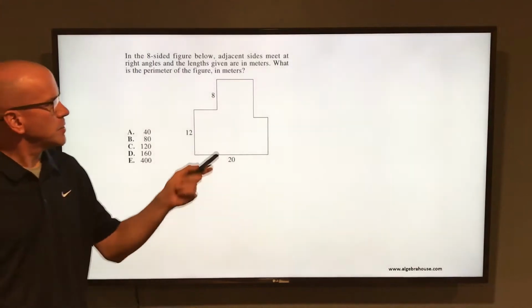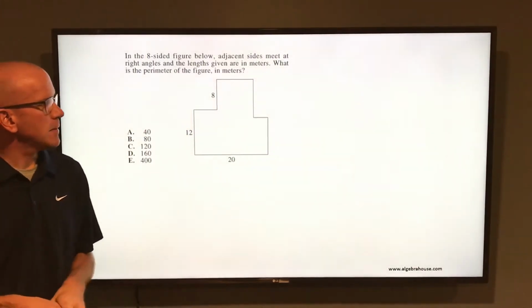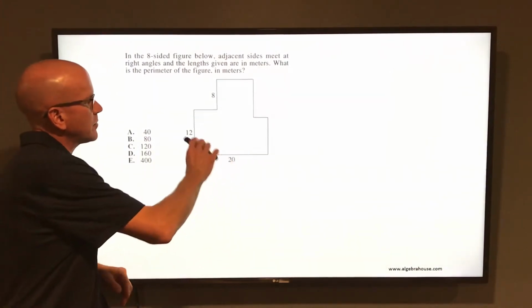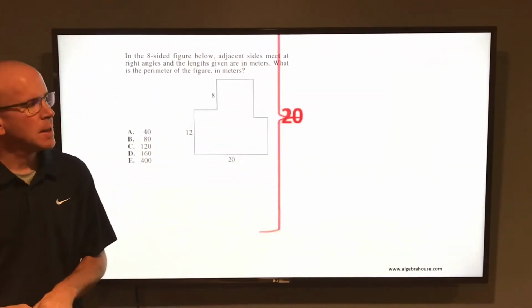In the 8-sided figure below, adjacent sides meet at right angles and the lengths given are in meters. What is the perimeter of the figure? So you need to find the perimeter. That's the distance around the outside of the object.